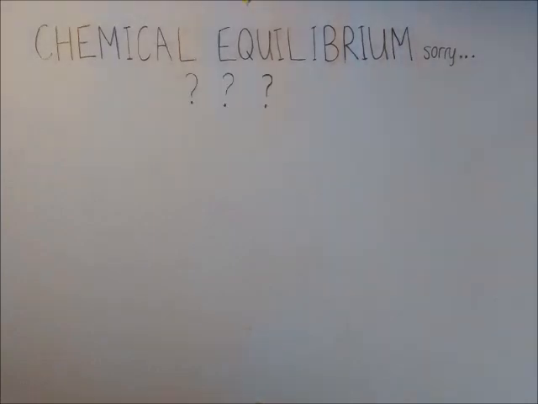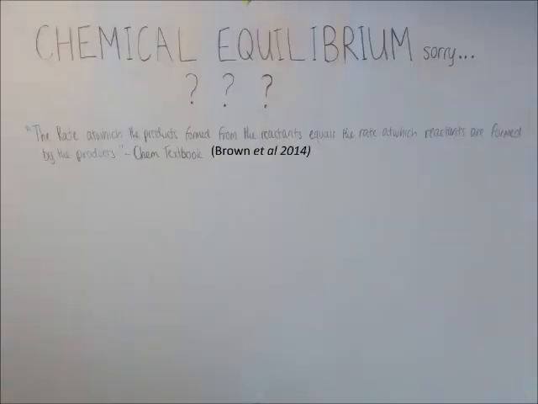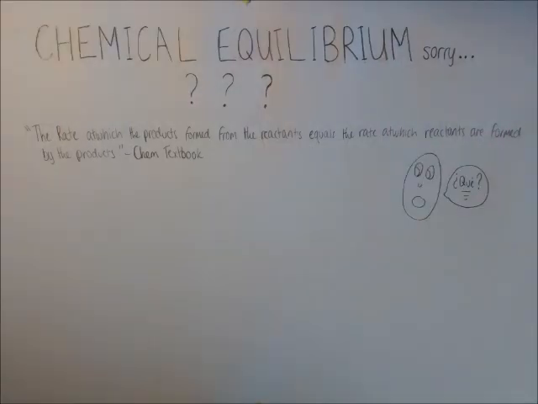So according to my chemistry textbook, equilibrium is the rate at which the products formed from the reactants equals the rate at which reactants are formed by the products. Which is all well and good, but doesn't really help anyone that doesn't speak textbook. So here's a quick model.